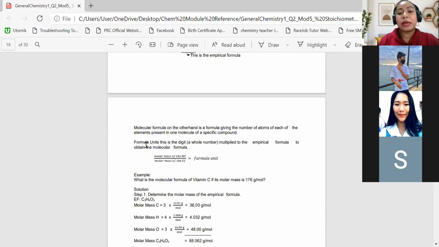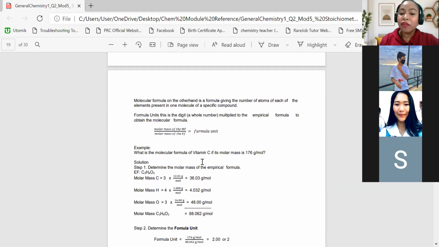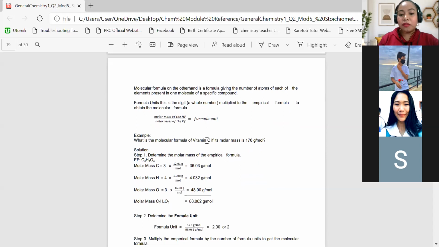How do we determine the formula unit? We divide the molar mass of the molecular formula by the molar mass of the empirical formula to get the formula unit. So say for example, vitamin C again. The molecular formula molar mass of vitamin C is 176 grams per mole.